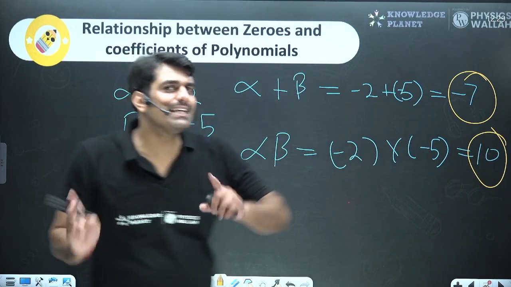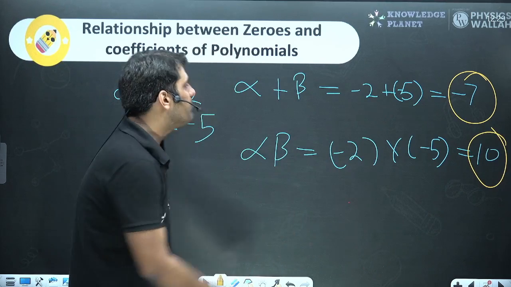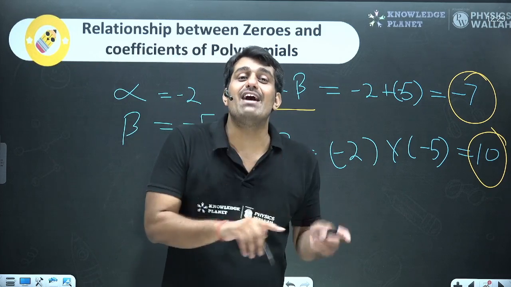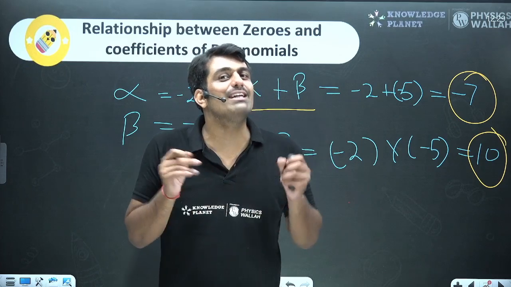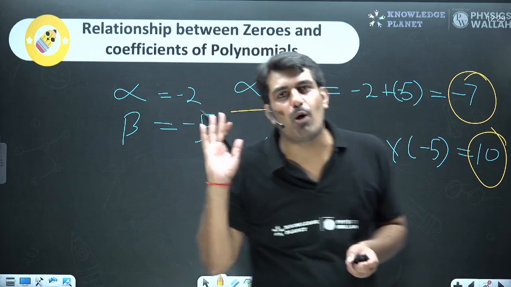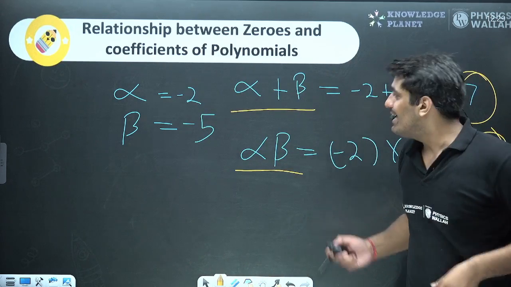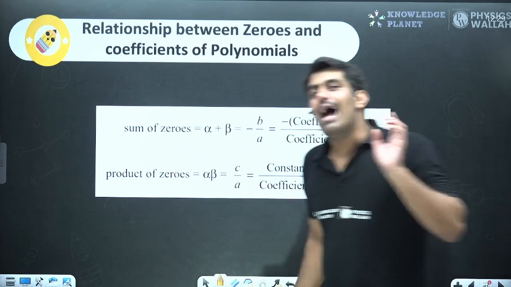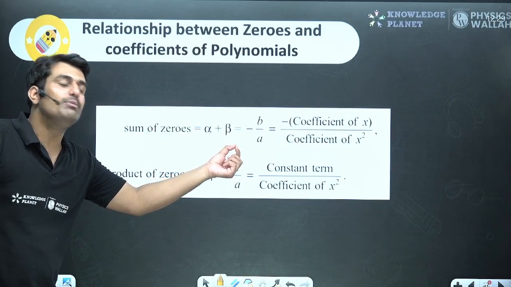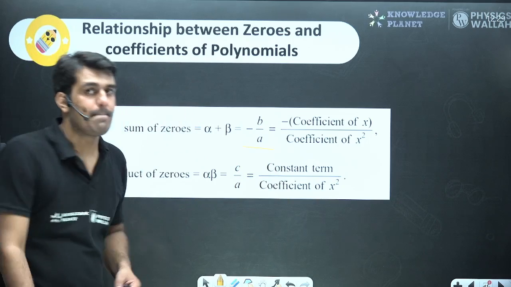So basically there is a relation between the zeros and the coefficients, and this relation happens when we do the addition and the product of the zeros. Again, alpha and beta are just the notation of zeros. They are not the zeros themselves, they are the notations we use to represent the zeros of the polynomial. So when we do the addition and the multiplication, we get a relation. And what is the relation? If we do the sum of the zeros, we have assumed alpha and beta to be the zeros, we get the value as minus b by a. What is minus b by a?